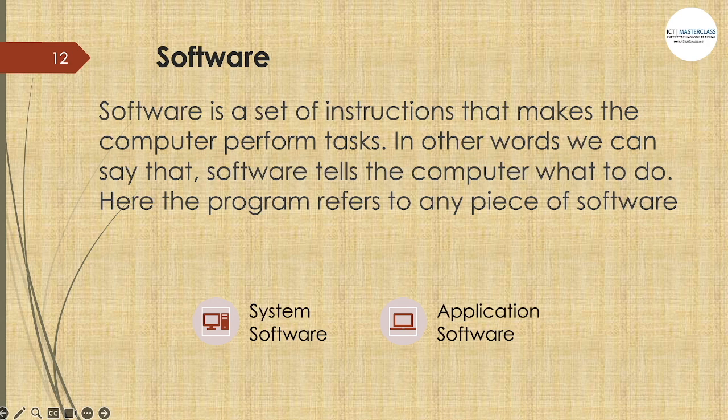Those are application softwares that you can use. Microsoft Word is an example of application software. So those softwares that you can install as add-ons on your computer to help you perform specific tasks are called application softwares.